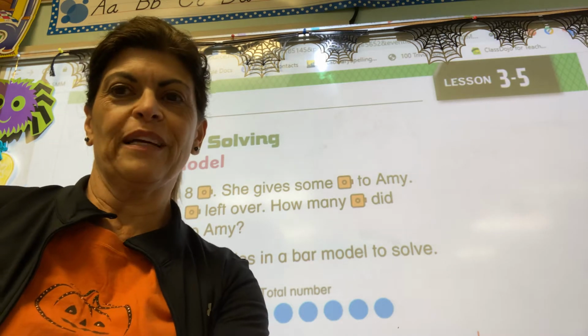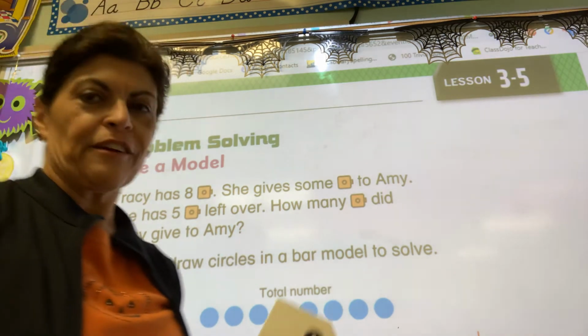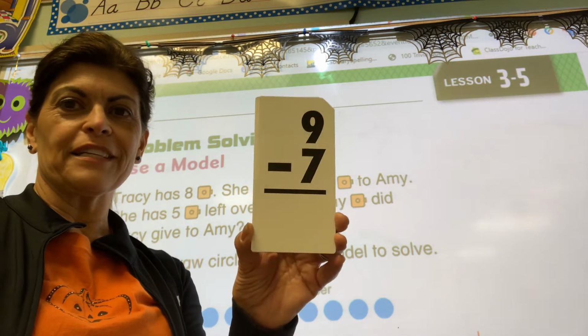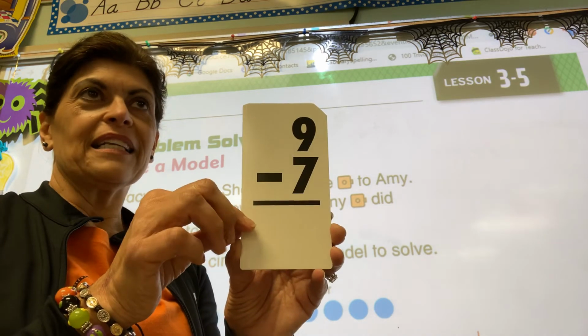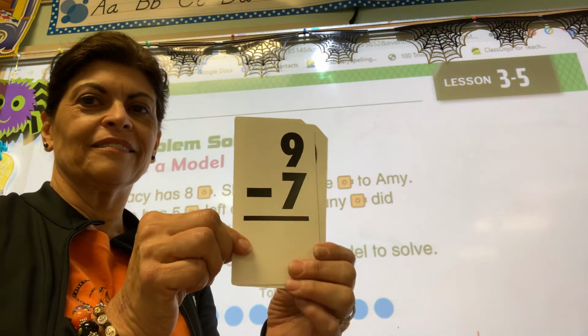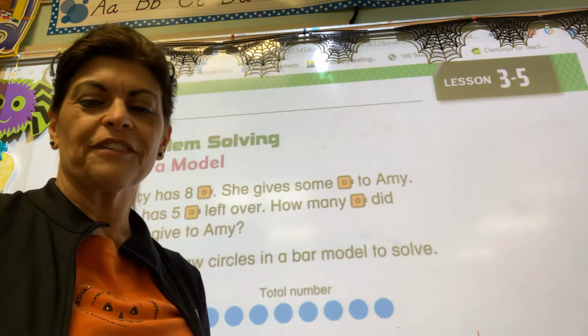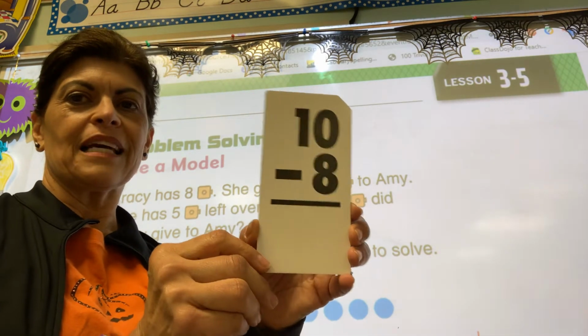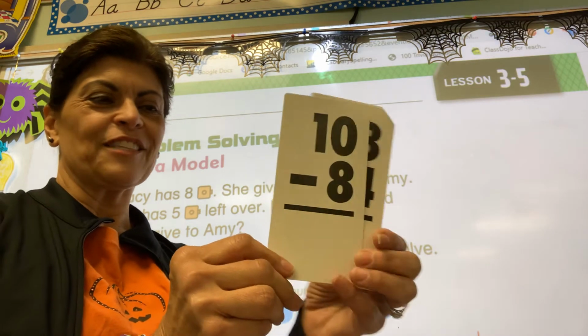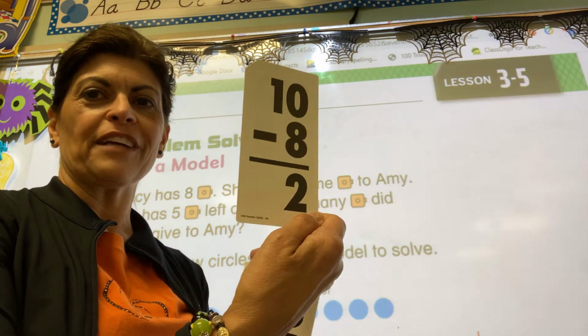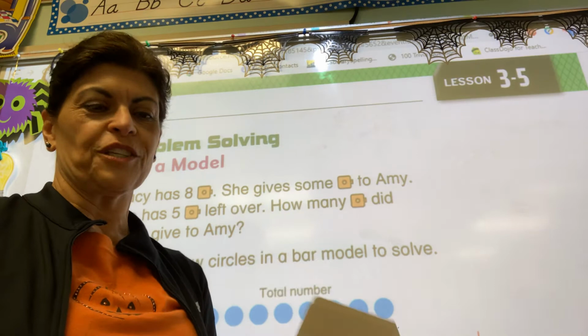Let's start off by doing a little mental math. Here's some flashcards. I'm going to give you a second. 9 minus 7 is, good job, I heard it, 9 minus 7 equals 2. Good for you. What about 10 minus 8? That's right, I heard 2. How many of you got 2? 10 minus 8 equals 2.